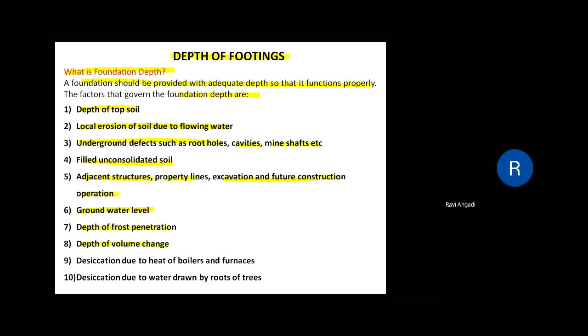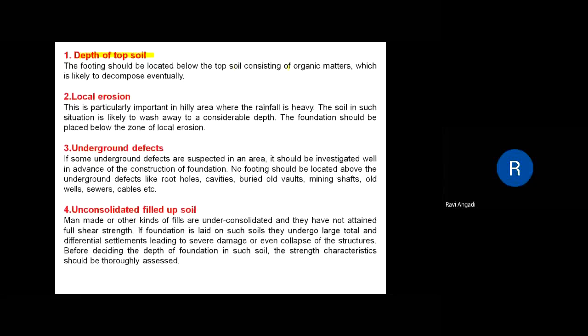So let us discuss one by one how the depth of footing is to be decided. These are all the factors which govern the depth of the foundation. First comes the depth of the topsoil. The footing should be located below the topsoil consisting of organic matter. If organic matter is present in the topsoil, the footing should be located below it, below the topsoil which consists of organic matter, which is likely to decompose eventually.